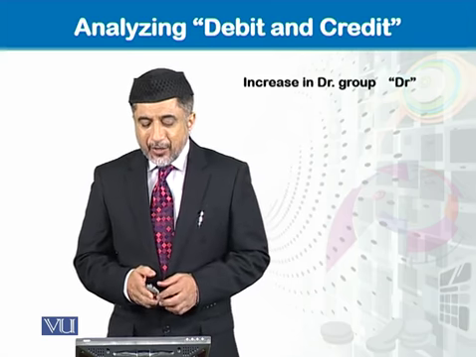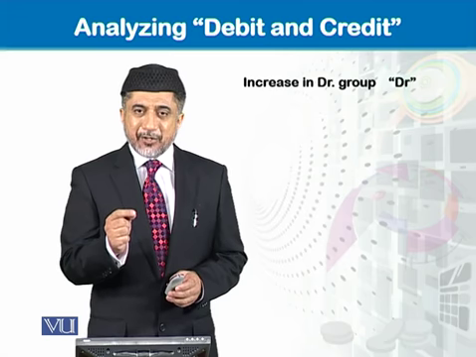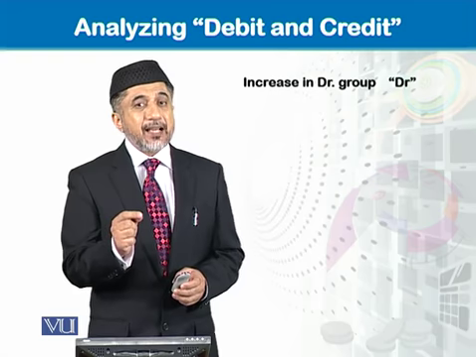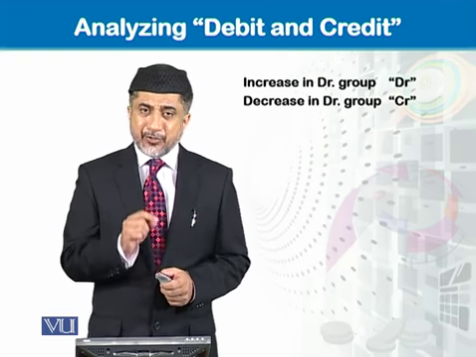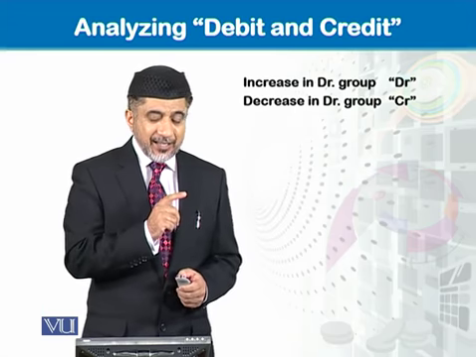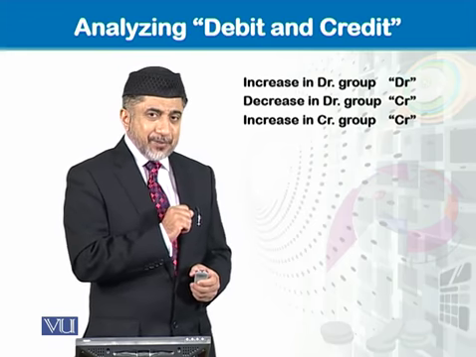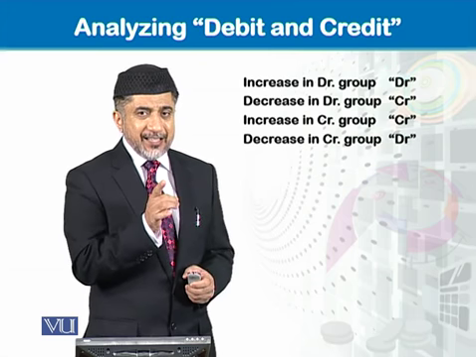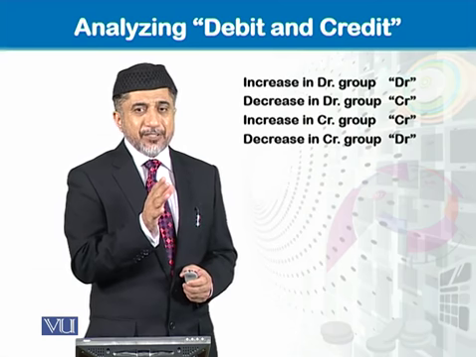So, while analyzing debit and credit, if there is an increase in debit group, it would be analyzed as debit. And if there is a decrease in debit group, it will be analyzed as credit. If there is an increase in credit group, it will be analyzed as credit. And if there is a decrease in credit group, it will be analyzed as debit.